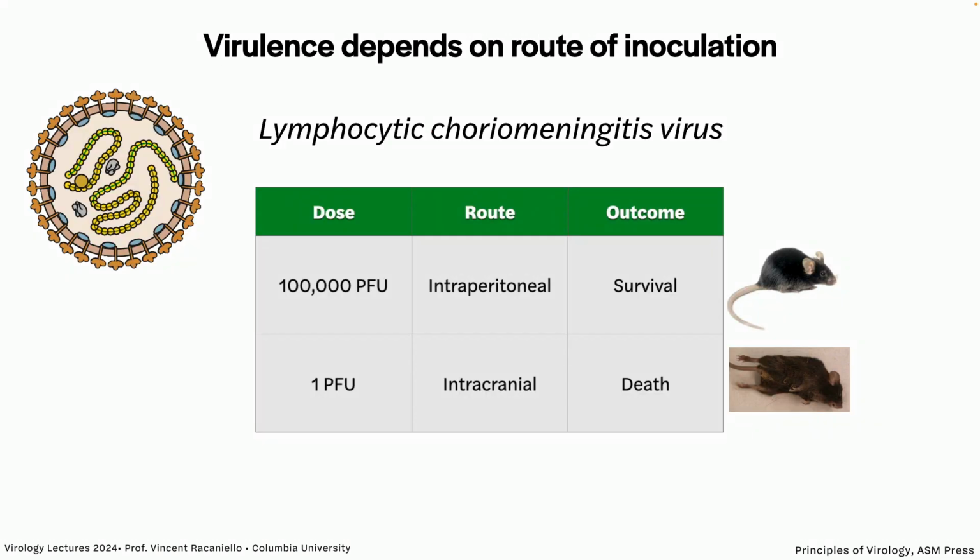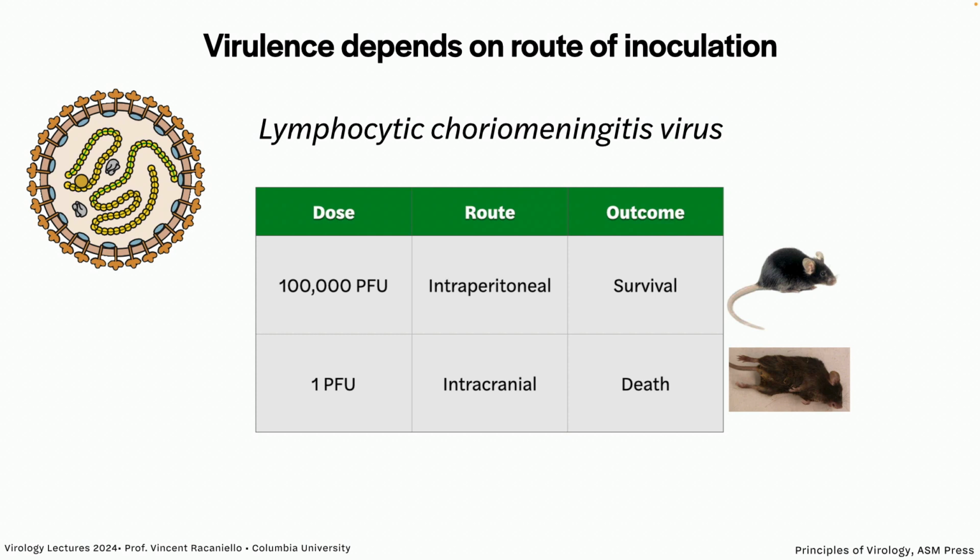Here's an example. Virulence depends on the route of inoculation. This is a virus, lymphocytic choriomeningitis virus, an arenavirus, an enveloped virus, which reproduces in rodents. It usually doesn't get into people unless you are immunosuppressed. So my advice to you is, if you have a pet hamster and you get an organ transplant, you give the hamster to someone else because you can get LCMV from it. And it's happened. Transplant patients have died of LCMV from their hamster. But in immunocompetent people, there's no problem.